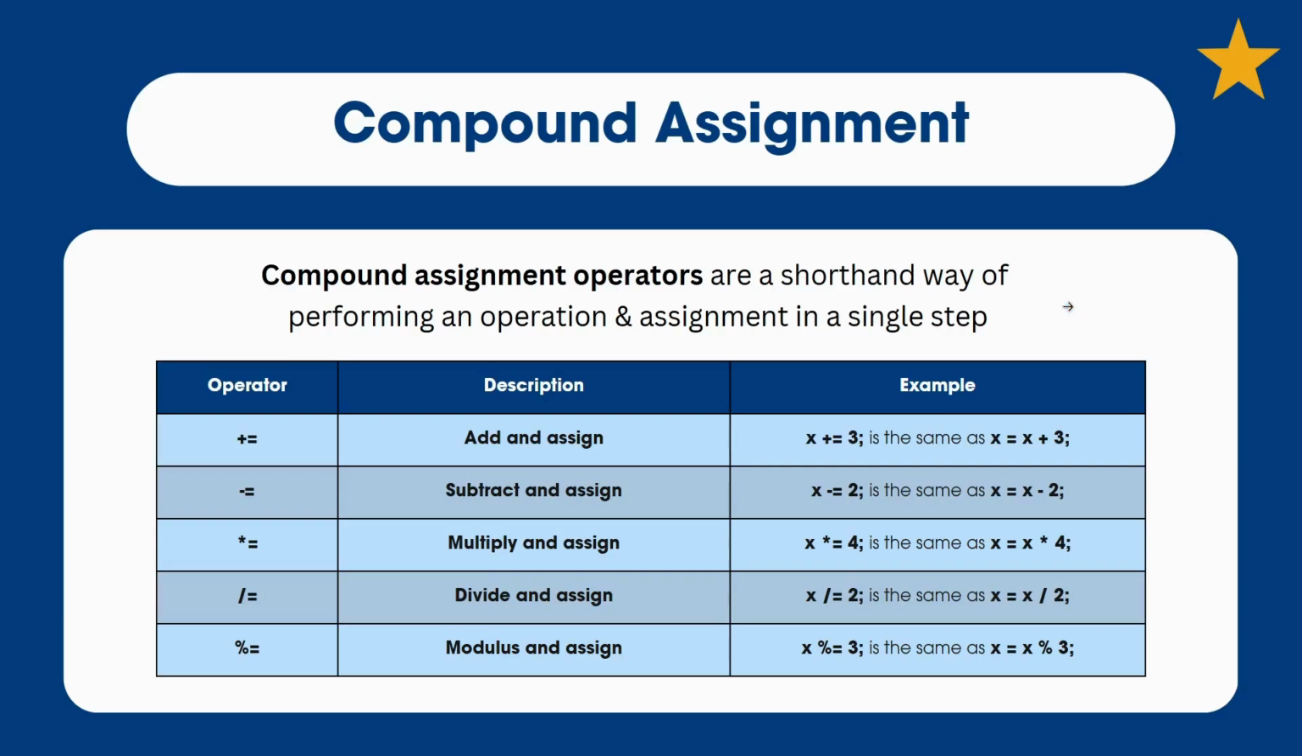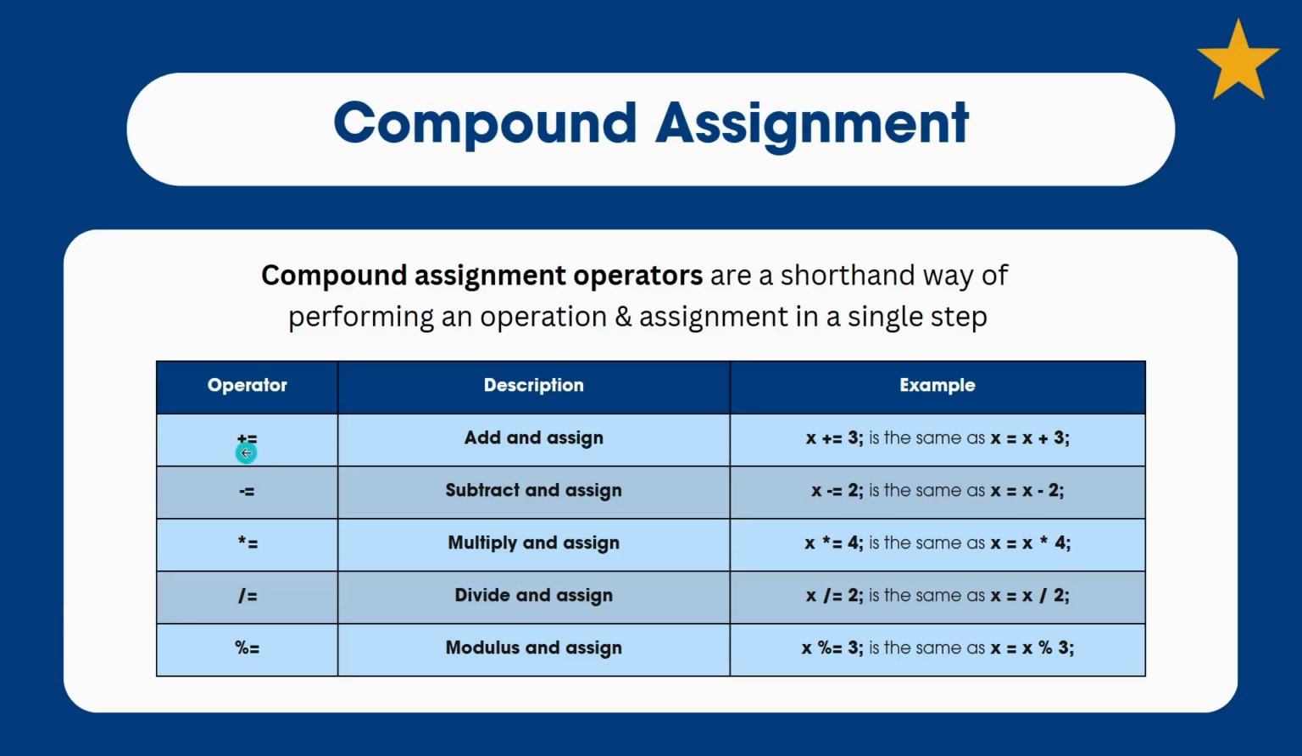We looked at the assignment operator. It turns out there's a shorthand, kind of a combination between assignment operators and arithmetic operators. So if you combine them together, you can actually shorten your code. Let's take a look at some of these examples.